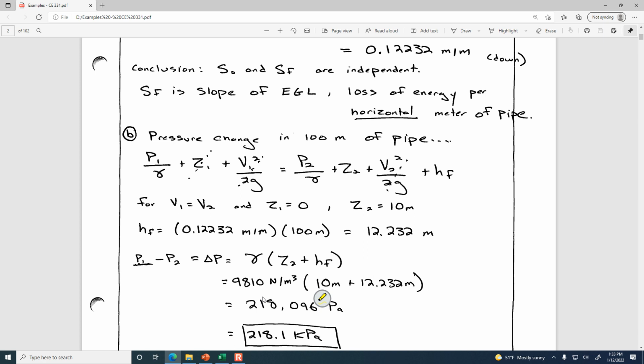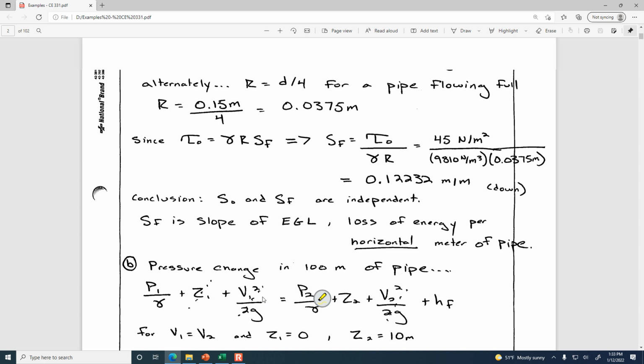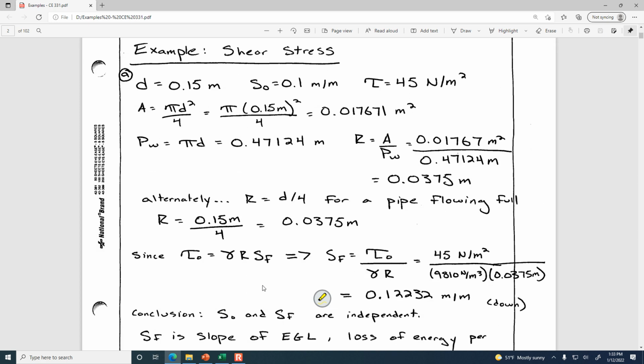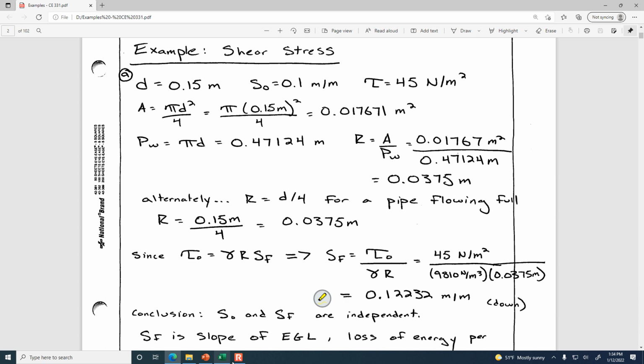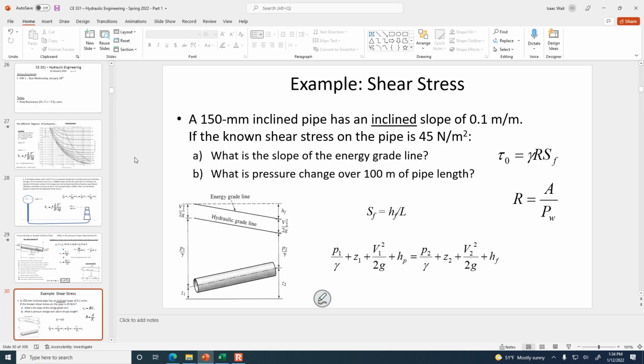Okay, I think that in the homework assignment you have a problem that's similar to this, where you're having to play around with the shear stress equation to find the relationship between shear stress and slope of the energy grade line. So hopefully that example will give you a nudge in the right direction for that homework problem.